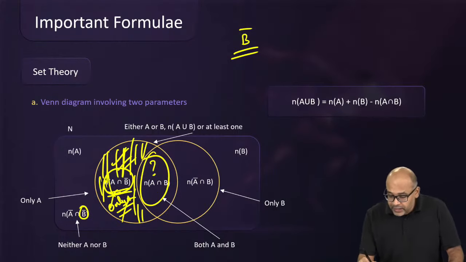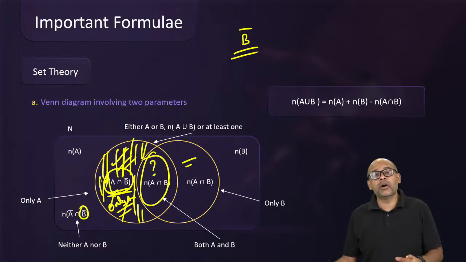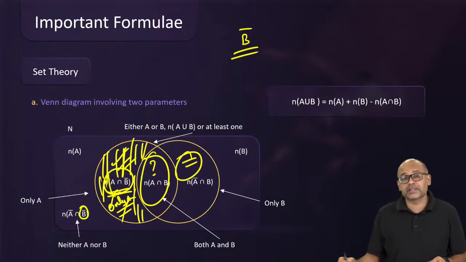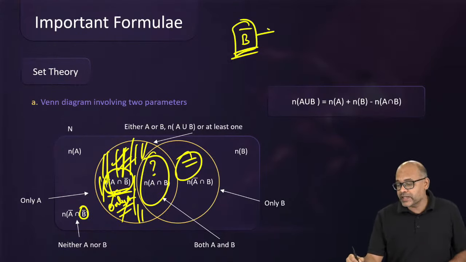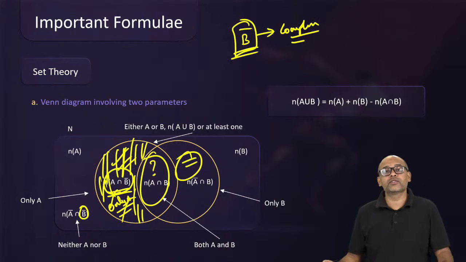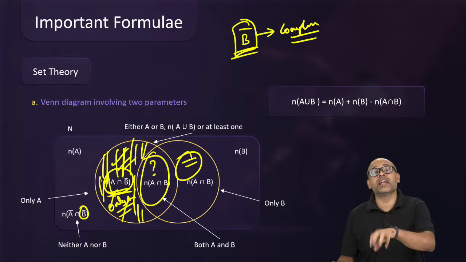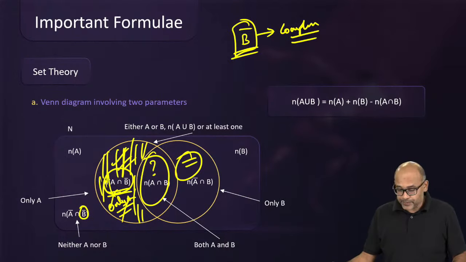Similarly, this part talks about the part which is there only in B. So this B bar is basically called the complement. Complement means everything except B. That is the meaning.